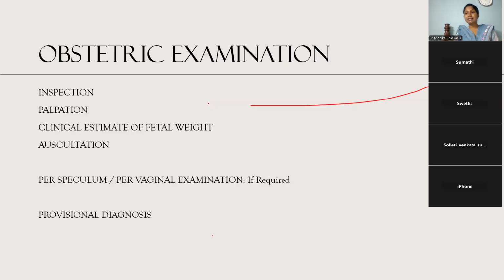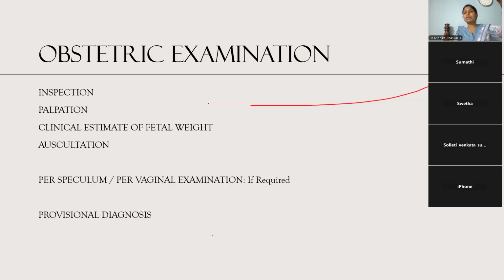gestation. So usually less than the period of gestation: wrong dates, oligohydramnios, intrauterine fetal demise, transverse lie, and fetal growth restriction. So these are the five important causes of fundus lower than the period of gestation.